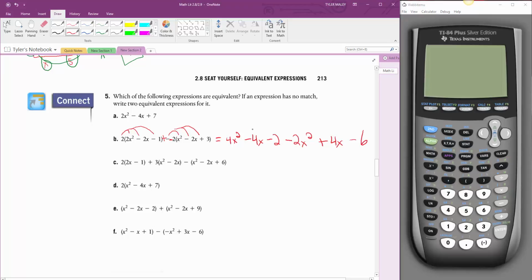So I can go ahead and combine like terms. I have minus 4x with plus 4x, so that'll actually cancel out. Make that 0. And then I have 4x squared and minus 2x squared, so this will give me 2x squared, combining these 2. And then I have negative 2 minus 6, I get minus 8. So maybe I'll just write this beside b, so we get 2x squared minus 8 for this part B.